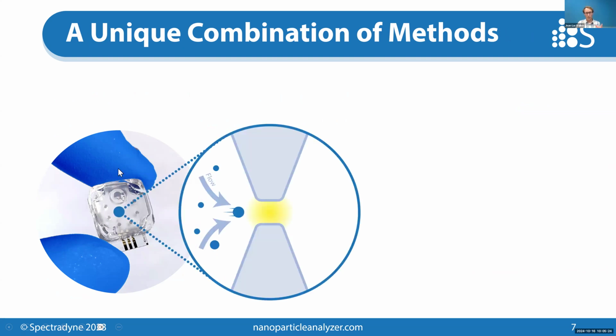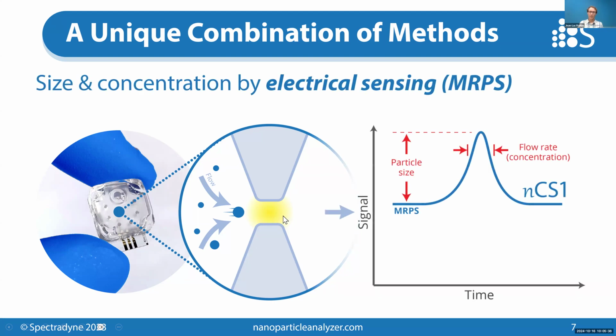And then what we do inside the cartridge is we flow the sample through a bottleneck in the fluid path so that the particles flow one by one through this sensing constriction. Each time a single particle passes through here, we measure an electrical signal, not an optical signal. It's very important. This is an electrical technique. And the electrical signal that we get for every particle tells us how big the particle is and also how fast it went through the constriction.